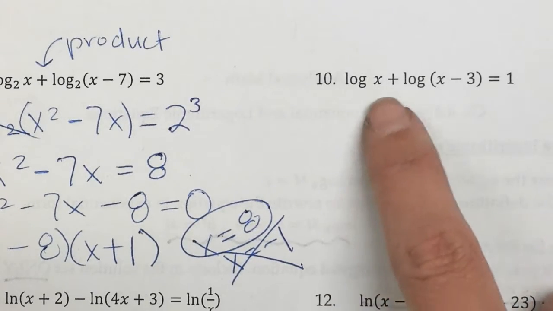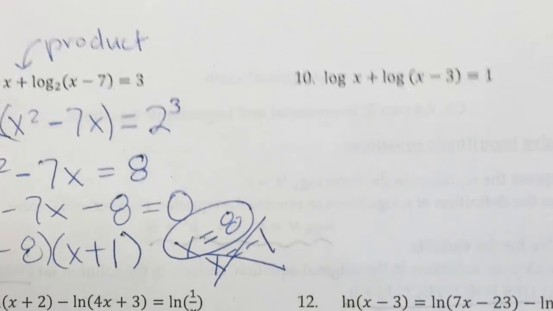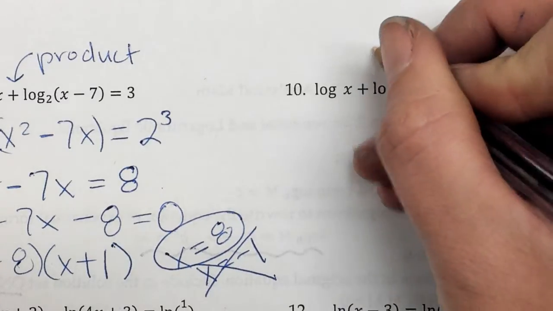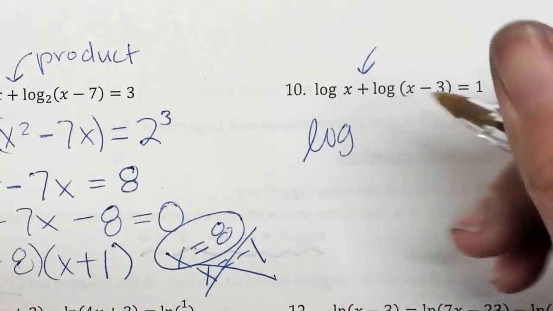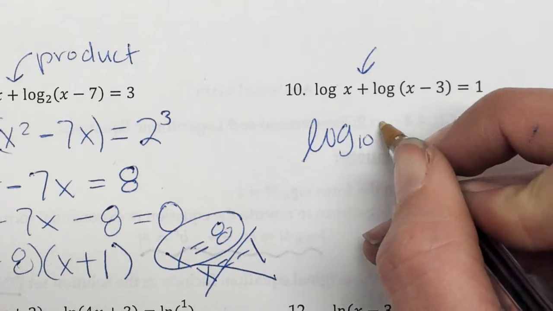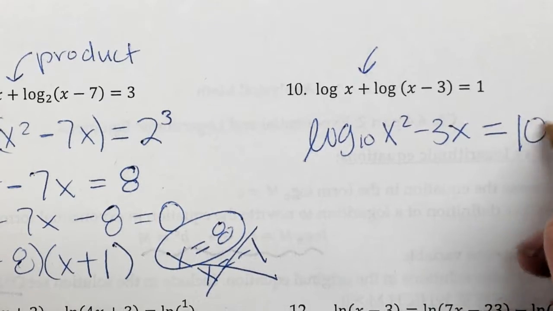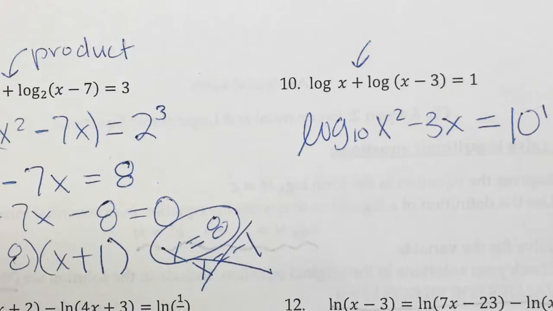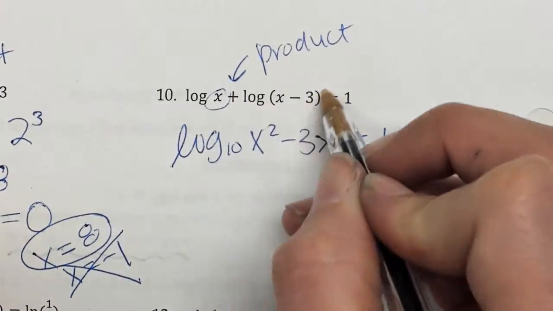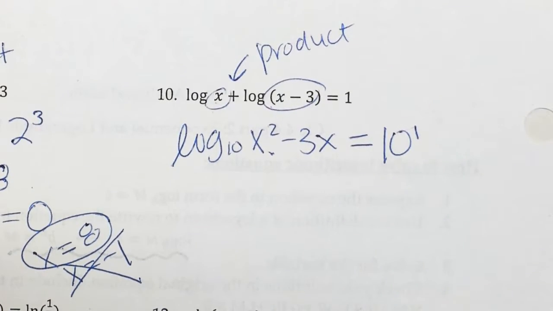Next one, there's not a base here, so we know the base is what? 10. Good. If it's not there, it's 10. We can combine these using what property? Good. So tell me what it would be. Log 10 of x squared minus 3x. Good. Equals 10 to the first. Where did I get the x squared from? We're using product property right here because this plus sign. That means we can multiply this and this. So x times x is x squared. X times negative 3 is negative 3x.